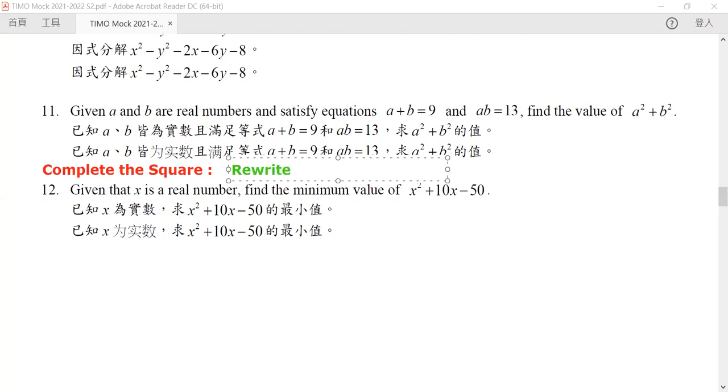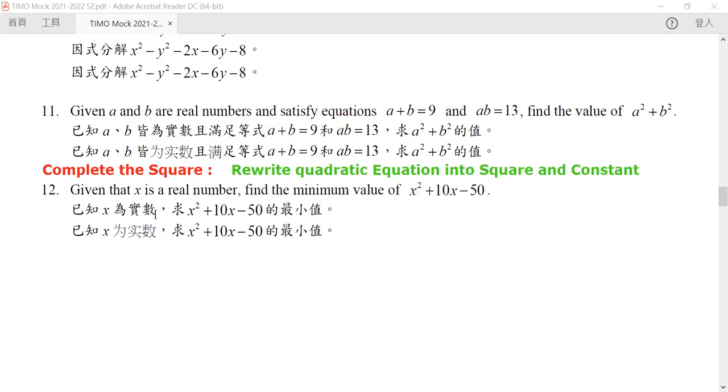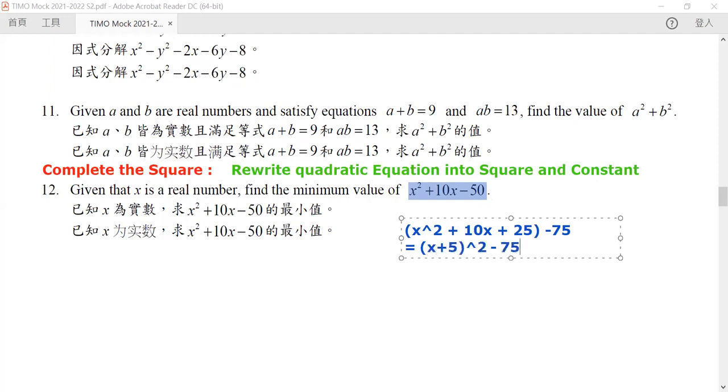Now notice that it can only apply to a quadratic equation, nothing else. If it is a cubic, you cannot use this method. You rewrite the quadratic equation into a square and some constant. Okay, so now let's apply this in here. So now we have an equation in here. Let me rewrite it as x squared plus 10x plus 25 minus 75. Now, why do we want to do this? Just like what we did in question number 10, because the first part is exactly equal to x plus 5 squared, minus 75.